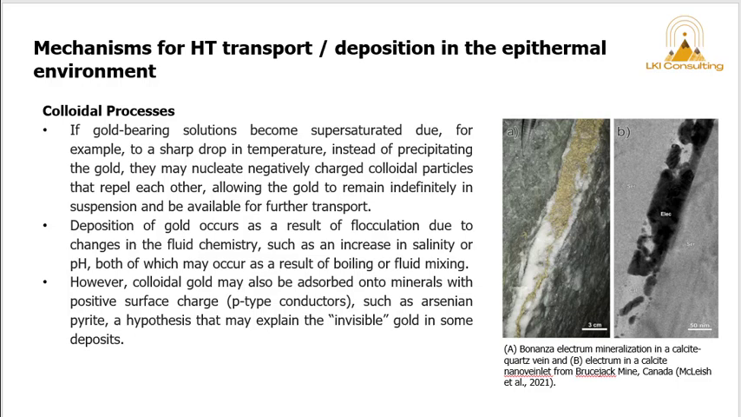Another process for gold transport in these systems can be through the colloidal transport of gold. Here, if gold-bearing solutions become supersaturated due to, for example, a sharp drop in temperature, instead of precipitating the gold, they may nucleate negatively charged colloidal particles that repel each other, allowing the gold to remain indefinitely in suspension and be available for further transport. The deposition of gold will occur as a result of flocculation due to changes in the fluid chemistry, such as an increase of salinity or pH, both of which may occur as a result of boiling or fluid mixing. However, colloidal gold may also be absorbed onto minerals with positive surface charges, for example, p-type conductors, such as arsenian pyrite, a hypothesis that may explain the invisible gold in some deposits.